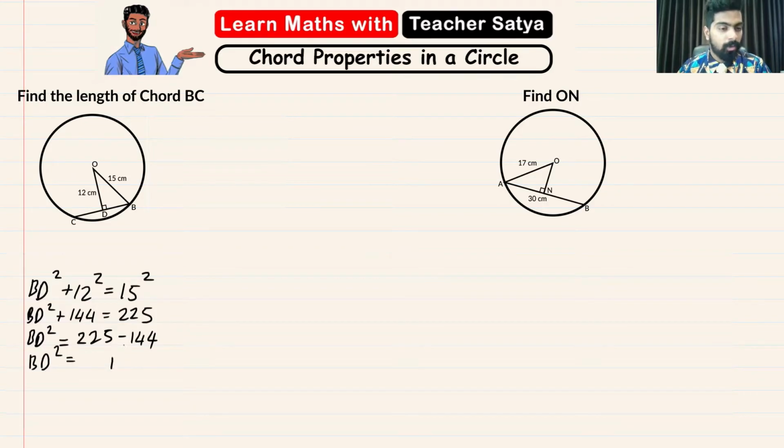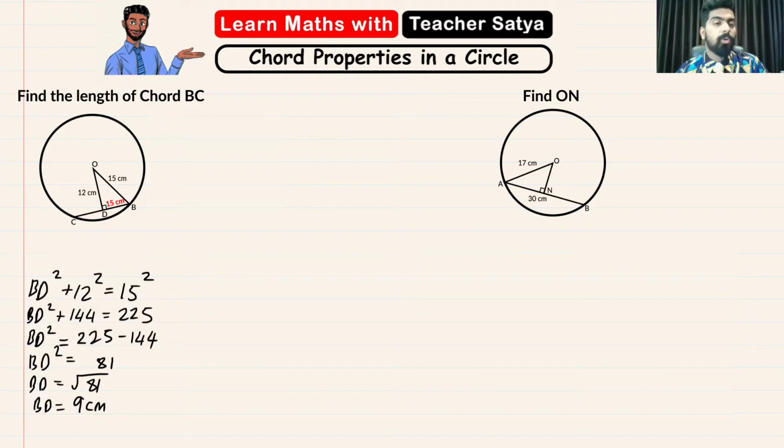So what do we have? We would have 81, correct guys? We would have 81 if my calculations are correct. Therefore BD is equal to square root of 81 and we know that BD is equal to 9 centimeter. Correct guys, BD is 9 centimeter.